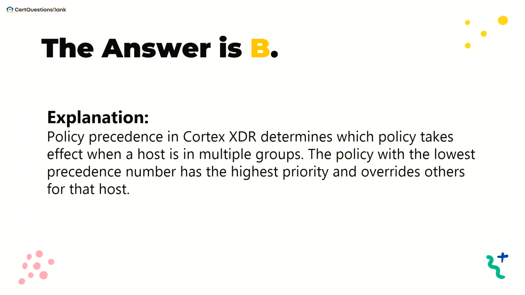The answer is B. Policy precedence in Cortex XDR determines which policy takes effect when a host is in multiple groups. The policy with the lowest precedence number has the highest priority and overrides others for that host.